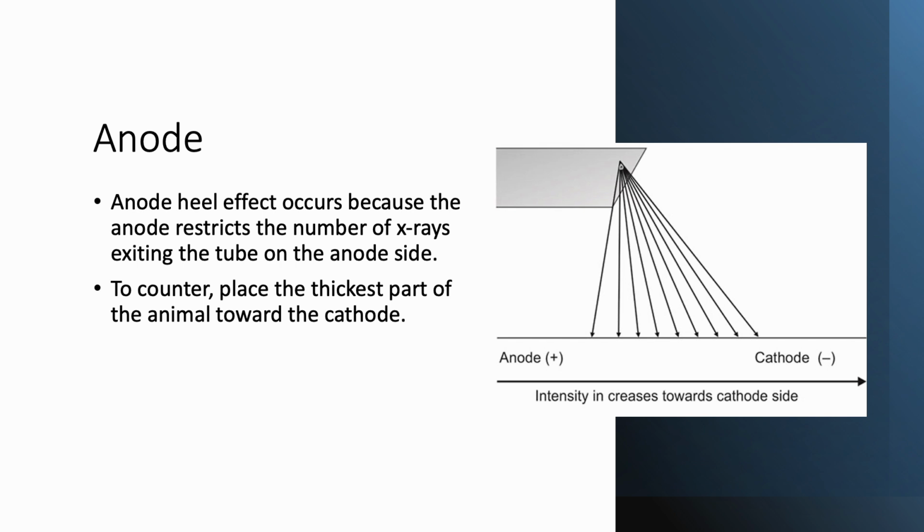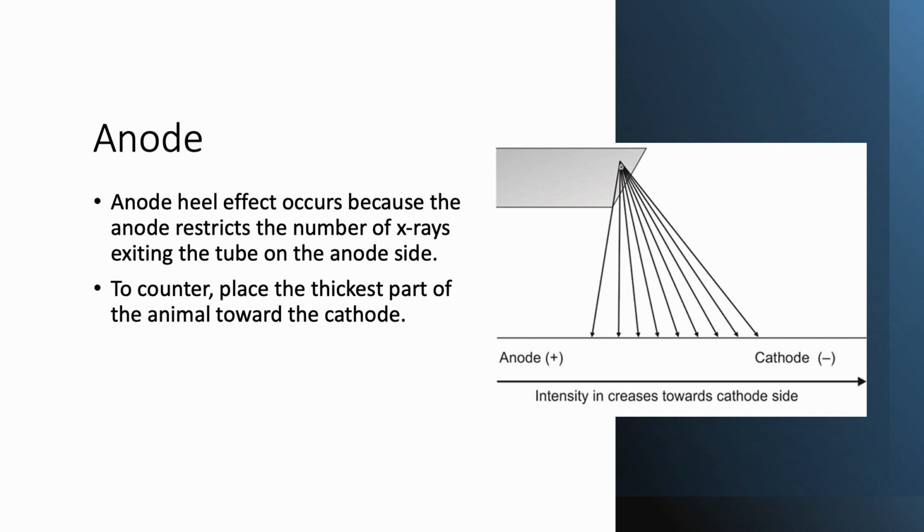Now, the anode can have this heel effect because it restricts the number of x-rays exiting the tube on the anode side. And if I think of the bevel, it's kind of shooting the x-rays out at an angle. And so the anode side doesn't get as many x-rays leaving the x-ray tube. And so when we're taking images, we want to be sure we put the thickest part of the patient towards the cathode to take advantage of this anode heel effect.